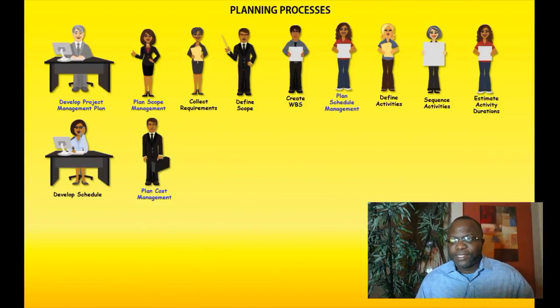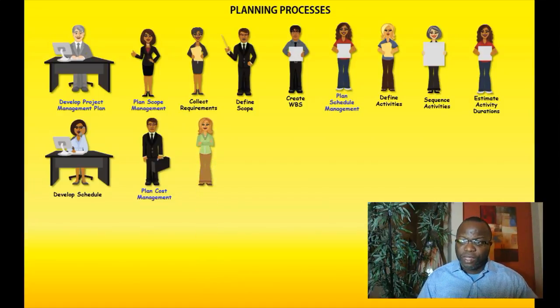The next process is moving us into cost management. This is called plan cost management. And this is where we develop a plan for how to manage cost on the project. It gives us an idea of how we will estimate the cost, how we will determine the budget, and how the cost expenditures will be controlled. The next process is known as estimate costs. This is where we come out with cost estimates for the different pieces of work.